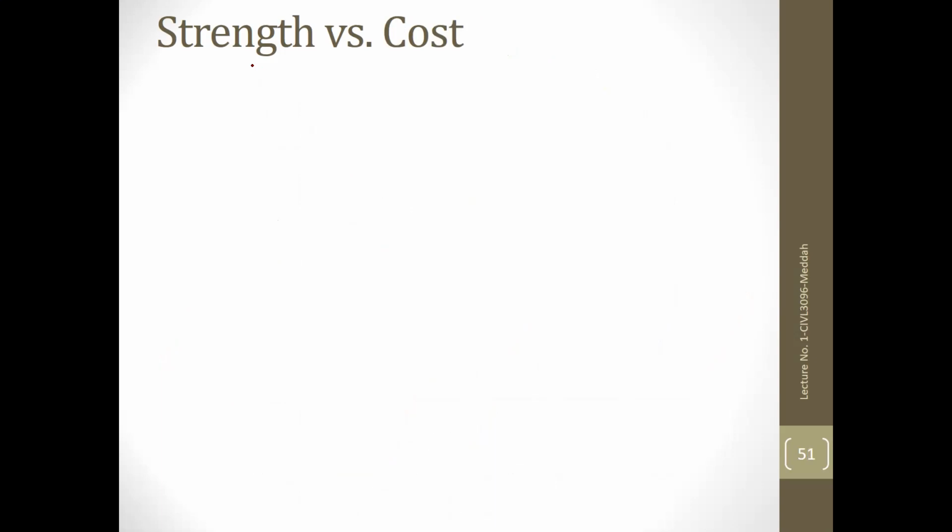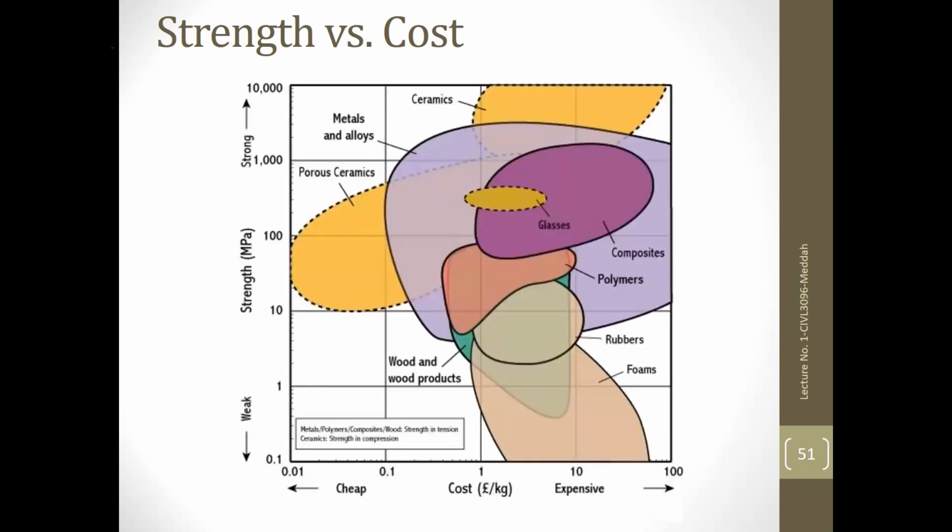Also, strength, of course, has a cost. Strength is not free. The more you get high strength, the more the cost of the material will also be higher. So increasing mechanical properties like strength will increase the cost of your material. This is why balance always has to be kept. You can see here on the x-axis the cost, given in pounds, the UK currency, pounds per kg, and the strength here.